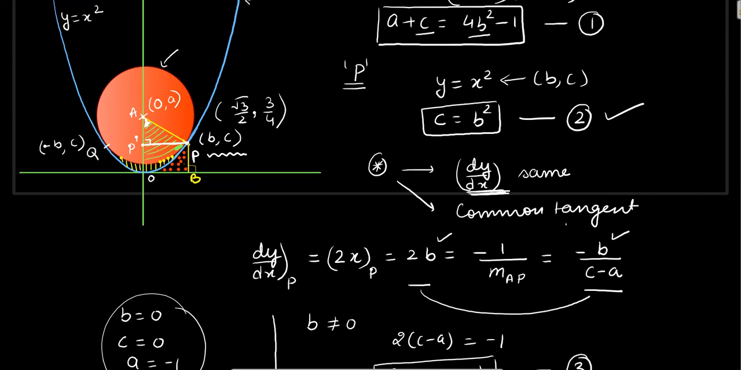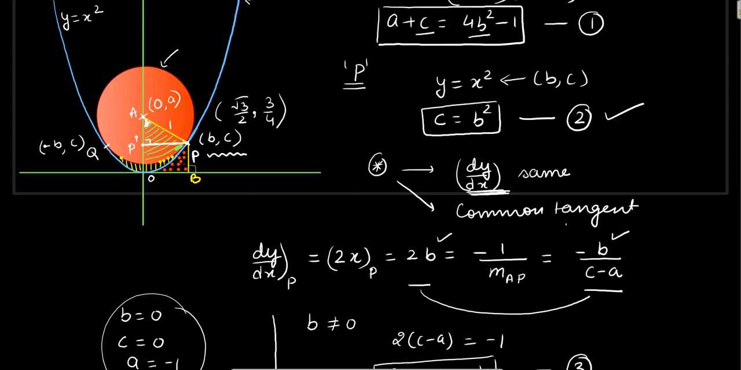What about AP distance? Yes, it can be calculated because A is 5 by 4. Keeping the value of A here and calculating the distance AP, it turns out to be 1. So using the distance formula, you can easily calculate the distance AP. AP is nothing but the radius of the circle. So I actually got the radius of the circle as 1.